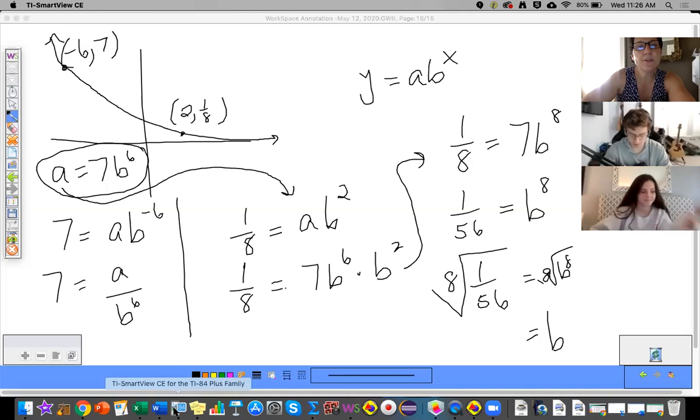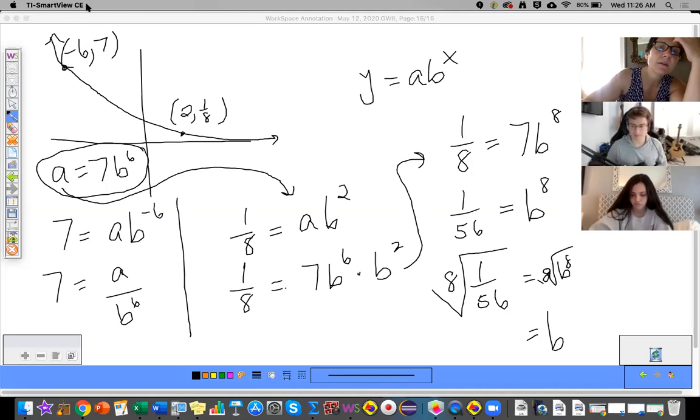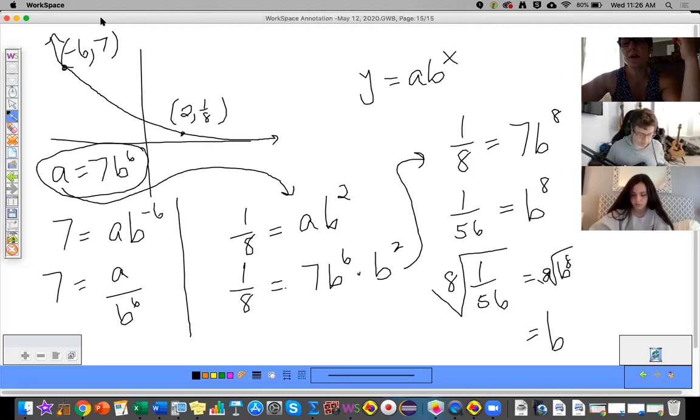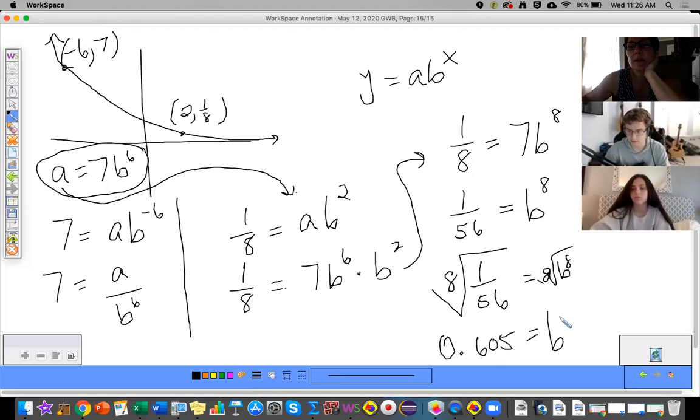On your calculator, you do have the option to find out what it is. Do you want me to just tell you what I got? Yeah, just tell me what you get for b. I got 0.605. What do you get, honey? 0.605. Sarah, you got that too? Awesome. So we got that for b.